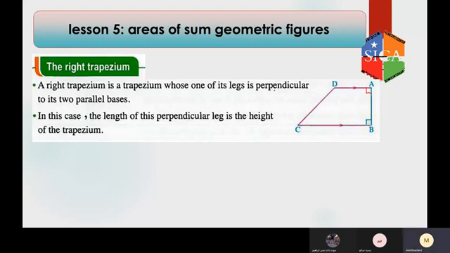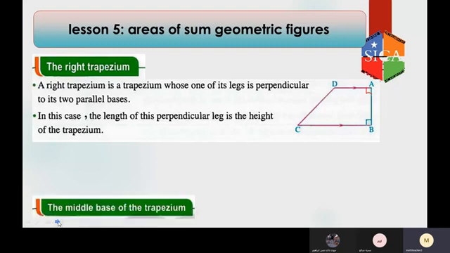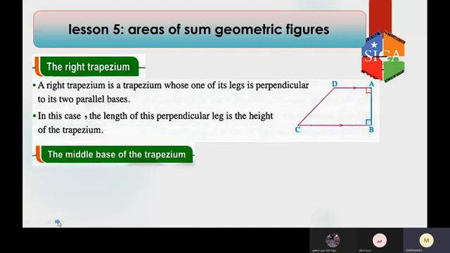Where is the height here? When we talk about the trapezium, AB, yes, it is AB. AB is the height. Then the leg AB will be the height of the trapezium because it is a right trapezium.